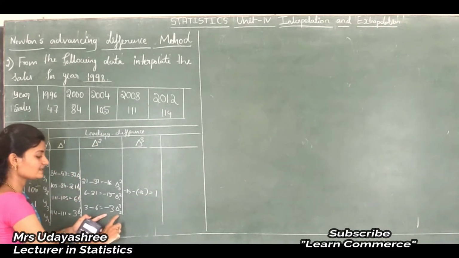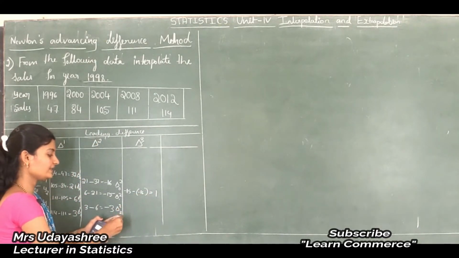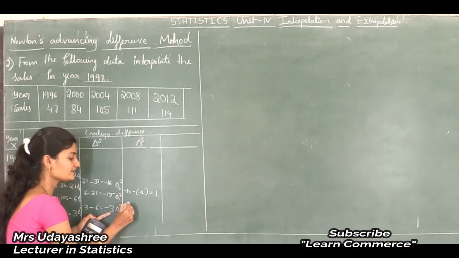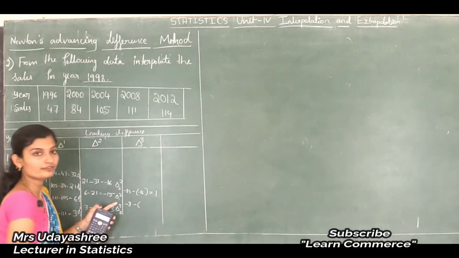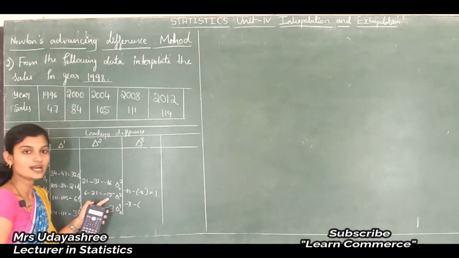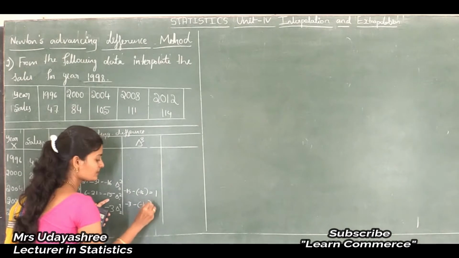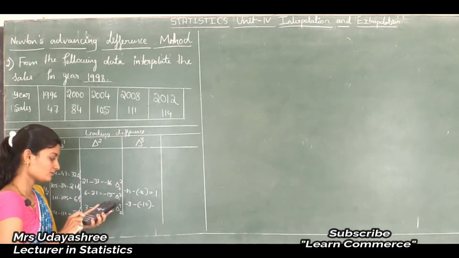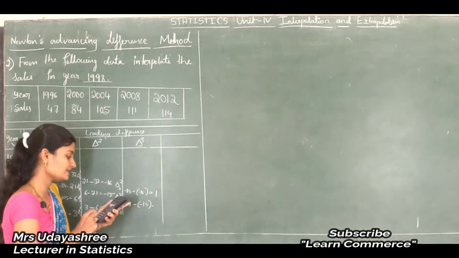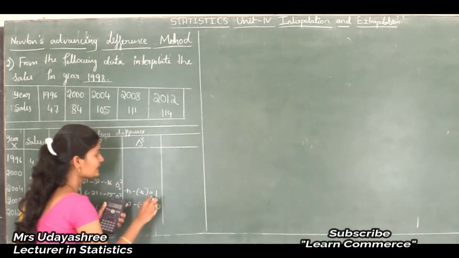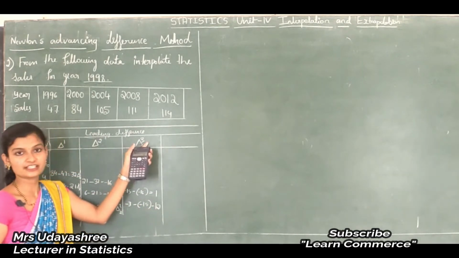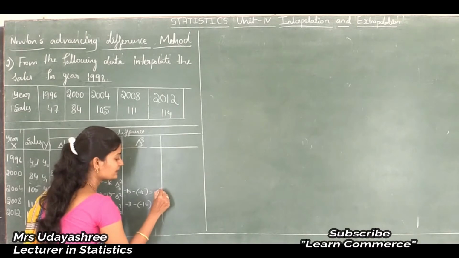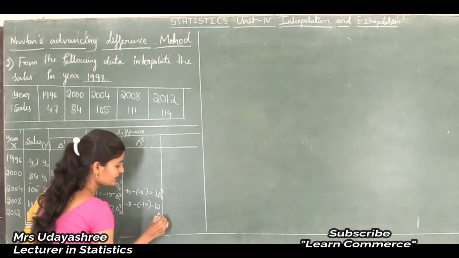Next, how to find the next value? That is delta 2 2 minus delta 1 2. Here delta 2 2 value is minus 3, then minus of delta 1 2, which is minus 15. Minus minus is plus 15. So minus 3 plus 15 is 12. This is the third leading difference values. The first observation is delta 0 3 and the second observation is delta 1 3.